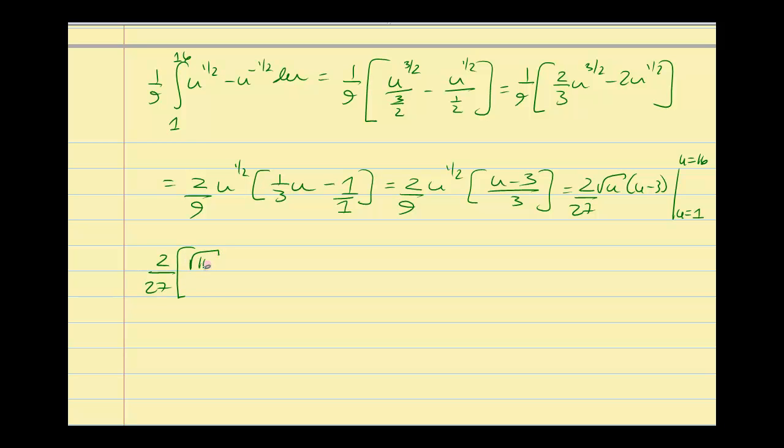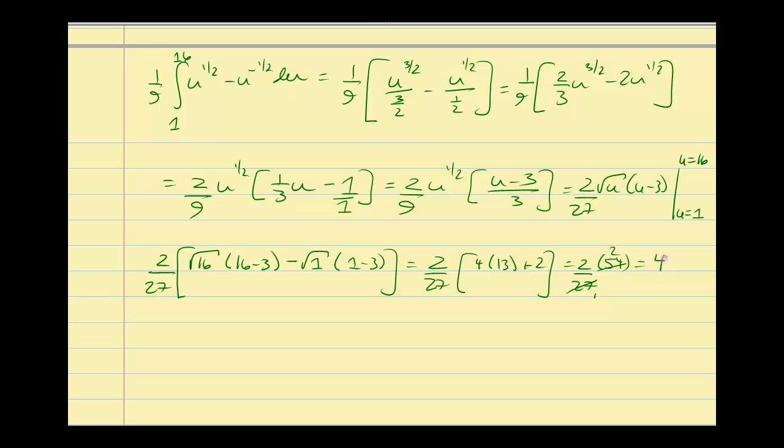Plugging in my upper, I'll have square root of 16 times 16 minus 3, there's my upper, minus my lower, square root of 1 times 1 minus 3. 2/27 out front, square root of 16 is 4, 16 minus 3 is 13, 1 minus 3 is a negative 2, minus a negative 2 is the same as a positive 2. So I have 2/27 times 13 times 4, that's like a deck of cards. 13 times 4 is 52, plus 2 is 54. And of course 27 times 2 is 54, so I get 4 for my solution. That's some sort of area. I don't know if it's true area or signed area, but that's my solution.